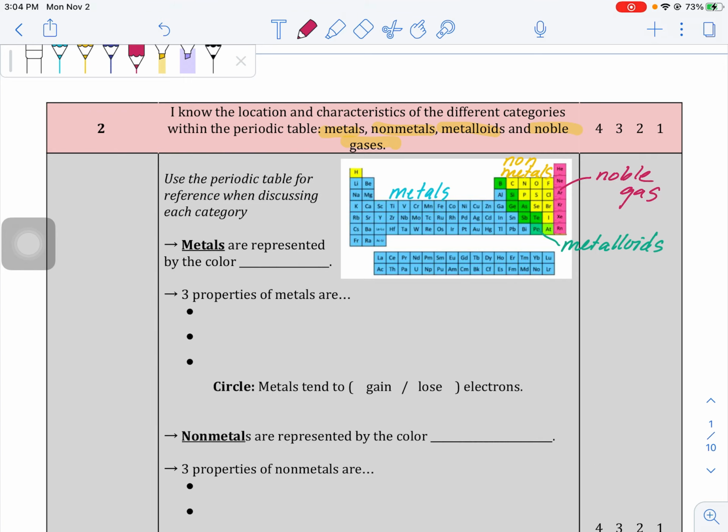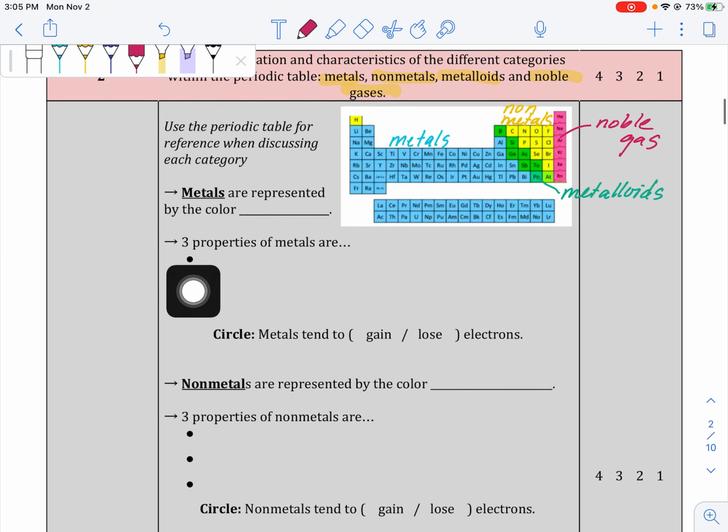And so for each of those, in our notes, we had a section that was properties and what they like to do with electrons. You should be able to go side by side with your notes and fill in 3 properties. Some of them we had more than 3 properties, so you can pick and choose. But for instance, metals, we'll just look at this one together here.